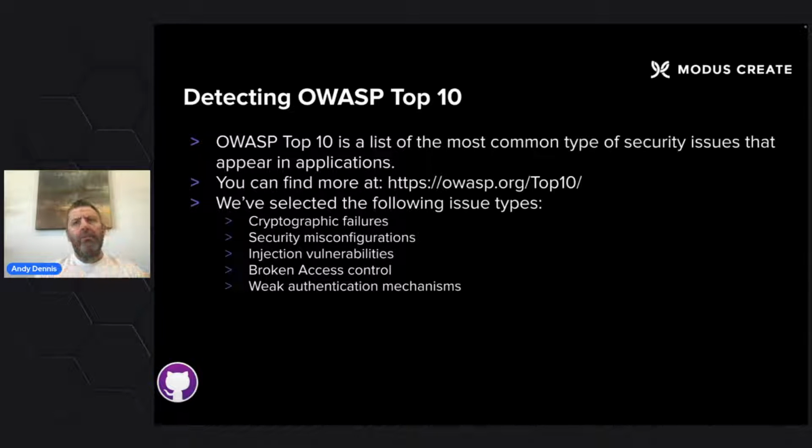For this demonstration, we selected issues that fall into the following categories for illustrating the power of Copilot. The first one is cryptographic failures. Failures in code bases related to implementation of secure libraries or a lack of cryptography typically fall within this area. Then we have security misconfigurations.